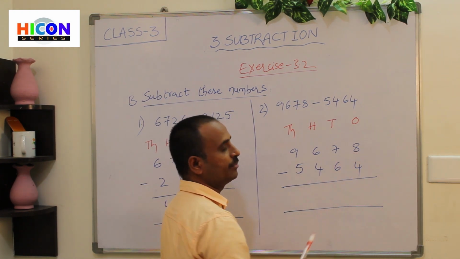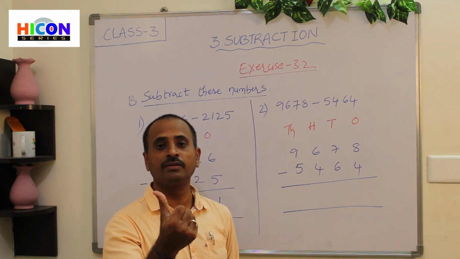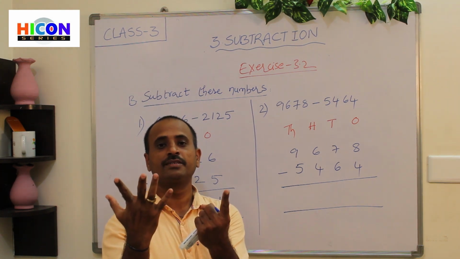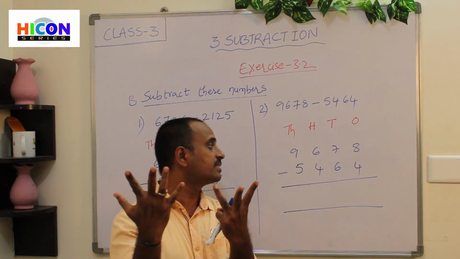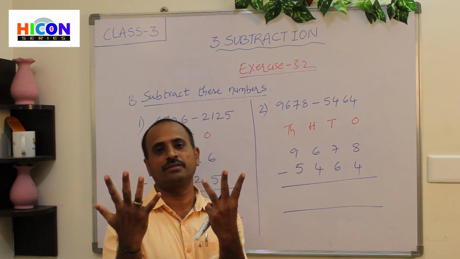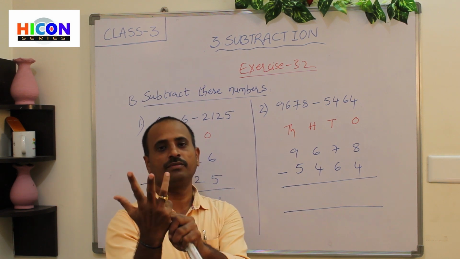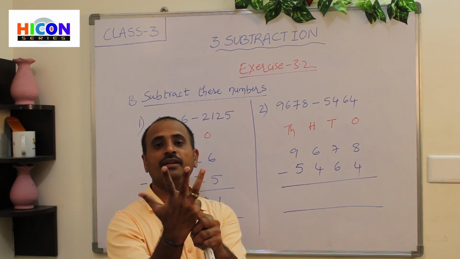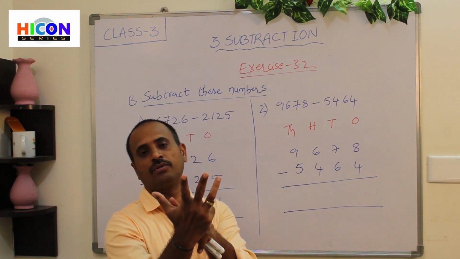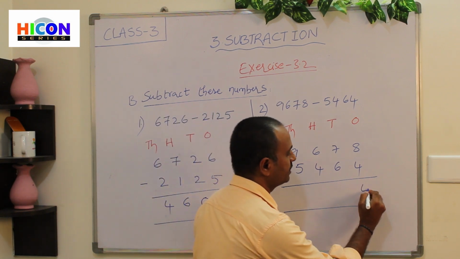So what is the first number in ones place? 8. So open 8 fingers of your hand. 1, 2, 3, 4, 5, 6, 7, 8. So what is the second number? 4. So close 4 fingers among these 8 fingers. So close 4 fingers. 1, 2, 3, 4. So children, how many fingers are remaining there? So count. So 1, 2, 3, 4. There are 4 fingers remaining. So write 4 under ones place.